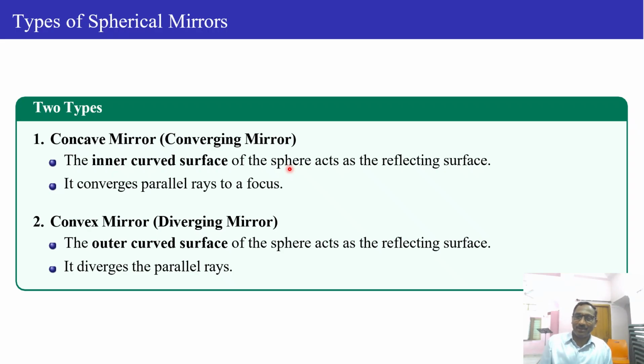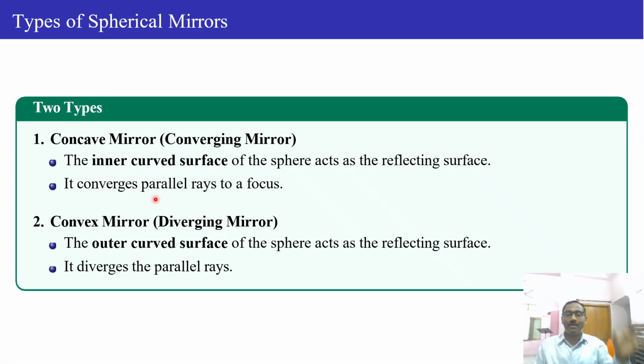I am taking the inner curved surface as the reflecting surface. The outer curved surface is silver coated. So the inner curved surface of the sphere is the reflecting surface. That mirror is known as a concave mirror. It converges parallel rays. Whenever parallel rays fall on the mirror, how they get reflected is what we are studying here.